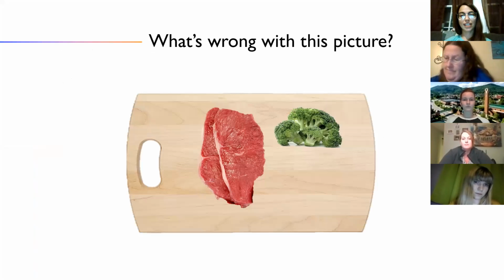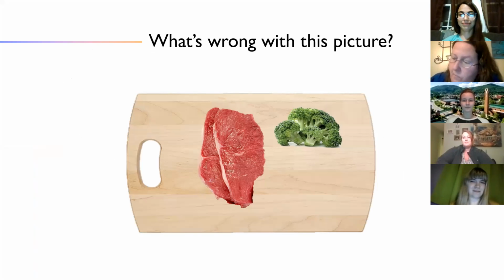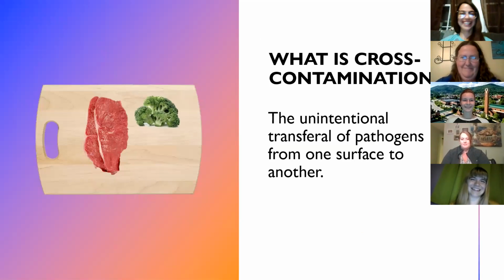So can any of you tell me what's wrong with this picture? Raw meat next to the broccoli. Cross-contamination. Yes, that is correct, Jamie. All right, so like Jamie said, we're getting into cross-contamination, which is the unintentional transferal of pathogens from one surface to another.